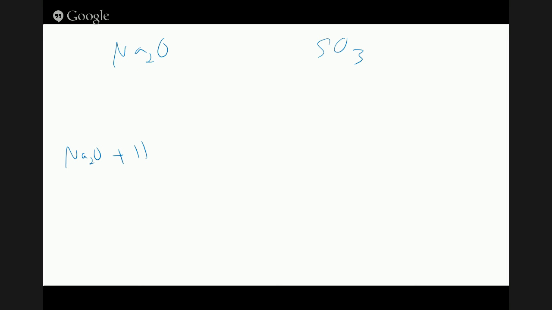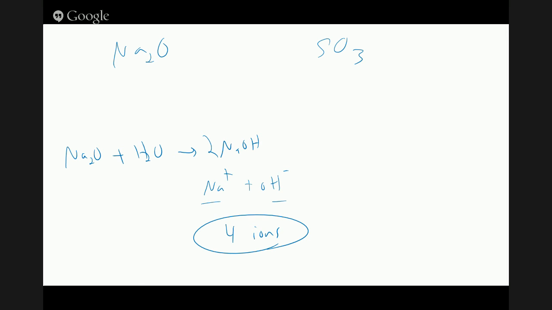Na2O plus water is going to form NaOH, and I'm going to need 2 of those. That's a balanced equation. So in terms of conductivity, remember that sodium is going to form ions, sodium plus and hydroxide minus. So this is going to be 4 ions, essentially, or 4 moles of ions.